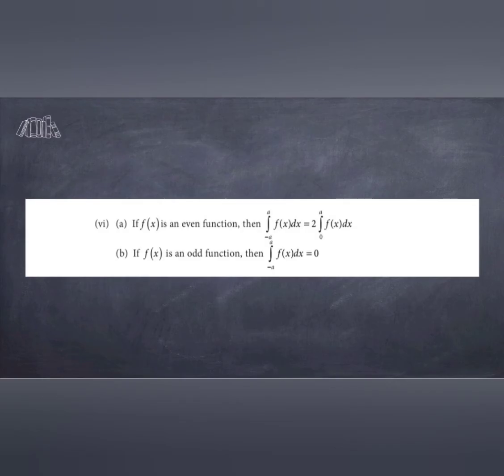Now the sixth property, f of x, two types are there. If f of x is an even function, then integral minus a to a f of x dx can be written as twice integral 0 to a f of x dx. And suppose f of x is an odd function, then integral minus a to a f of x dx becomes 0. So when you are given f of x and the limit is plus or minus pi, plus or minus pi by 2, in such cases you have to check whether it is an even function or odd function and apply this.